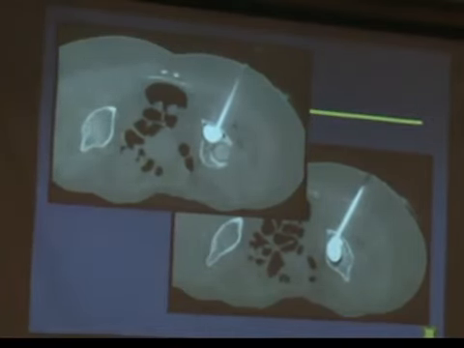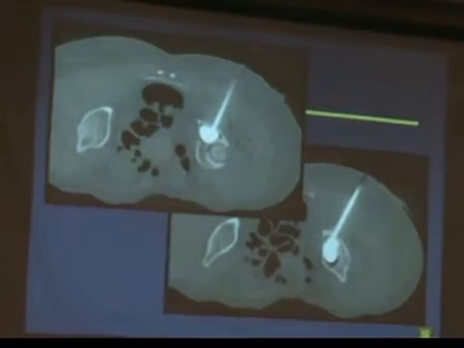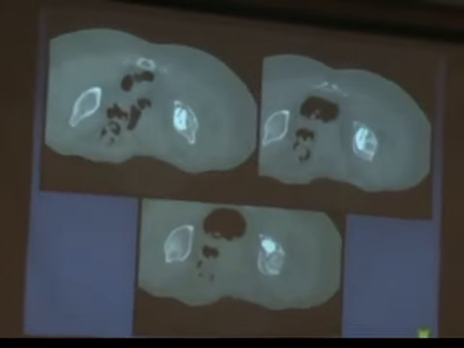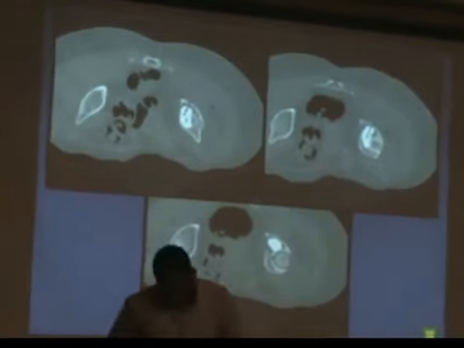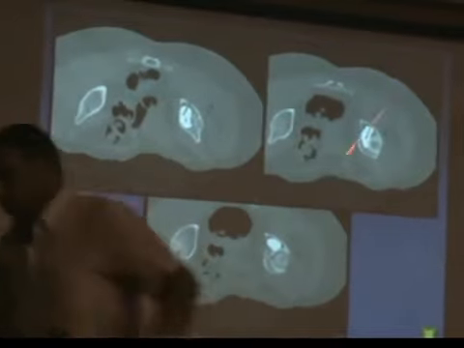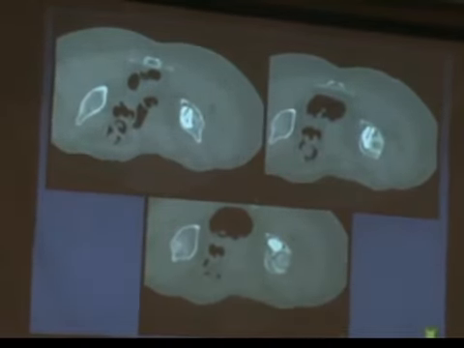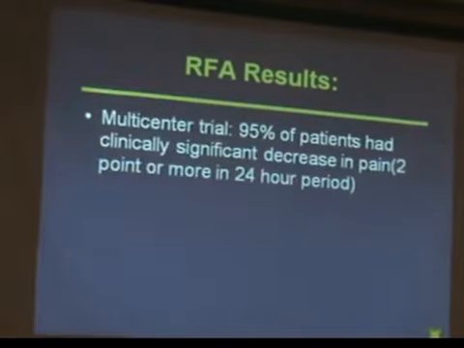One thing that we have to be very careful about is to make sure that there's no extension into the joint, which might be a problem if there's leakage of methylmethacrylate that would be limiting the patient's movement. This is after the introduction of the methylmethacrylate. You can see the track of our needle. This patient actually lived for about a year after this procedure and was able to walk comfortably up until the last few days of her life.